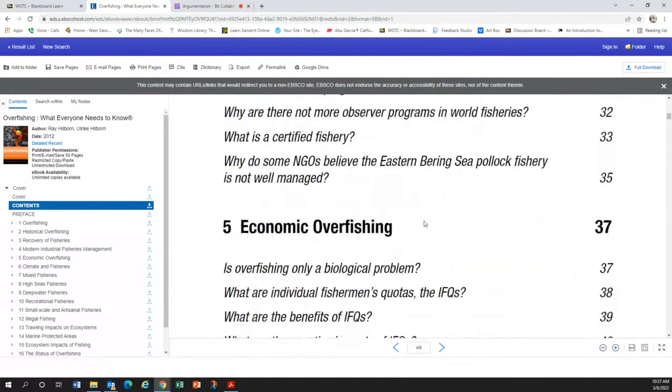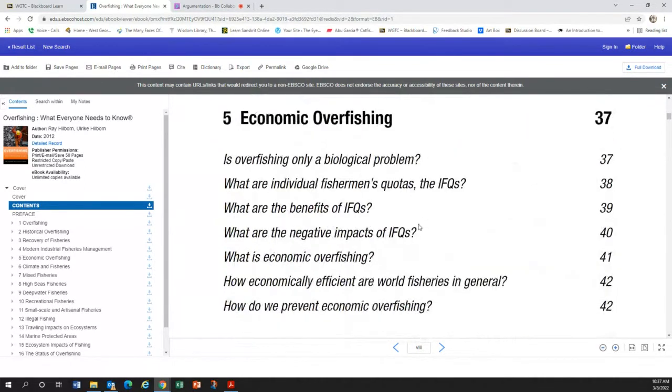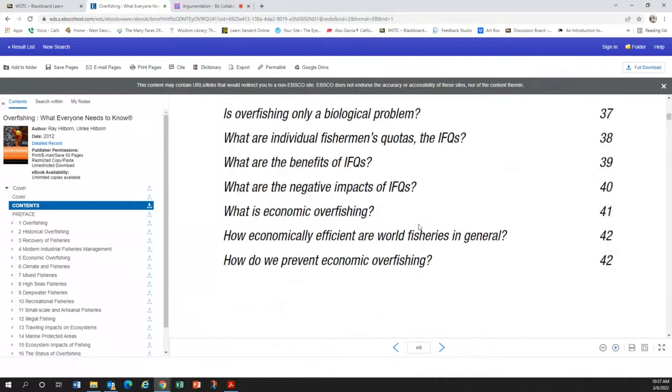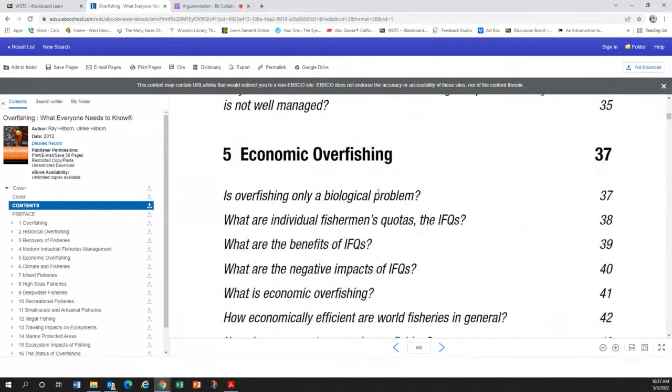Let's see, is overfishing only a biological problem? Economic overfishing, benefits of IFQs. What is an IFQ? Individual fisherman quota. See, that's perfect, because that's some jargon that we probably wouldn't have access to if we didn't have an encyclopedic source like this that just lays out the total problem of overfishing. If you can find a source like this, you're in the money. This is really good because it can tell you all kinds of stuff.